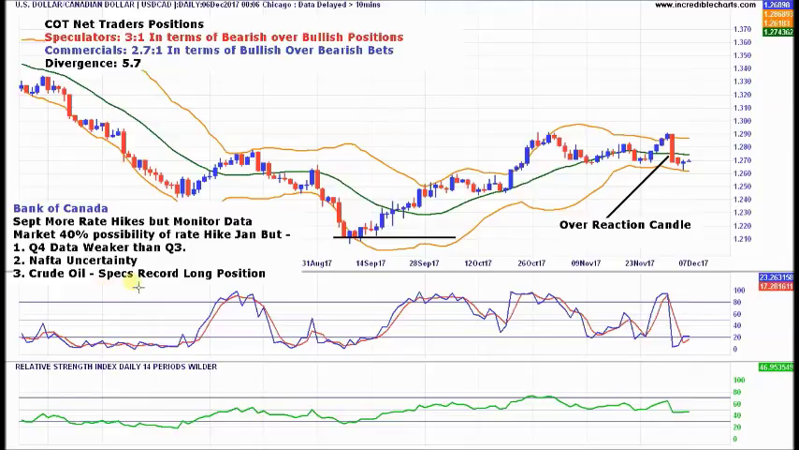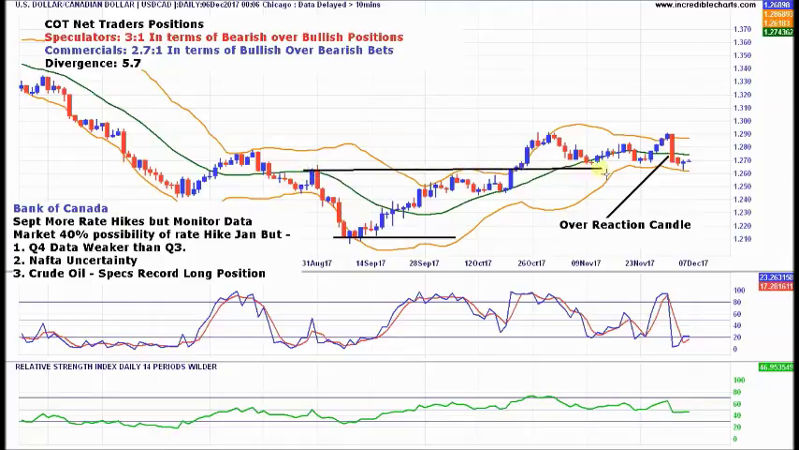Now, the specs have built up a record net long position in crude oil. Commercials, yeah, smart money, heavily short against them. When you've got the divergence we have at the moment, you're going to see a big break to the downside. I think that's going to propel the USD up further on the CAD as well. So where we are right now is we're flat, but we want to get back long.